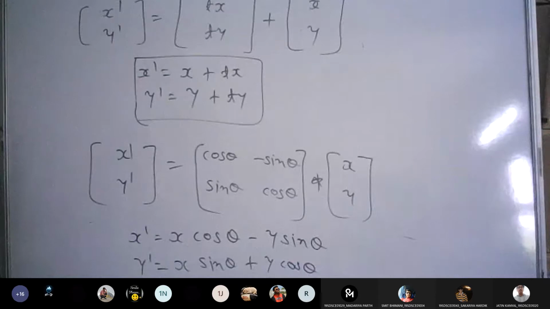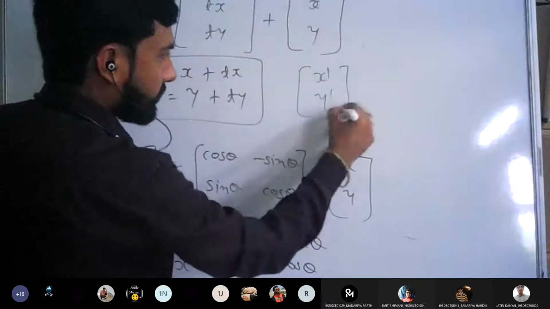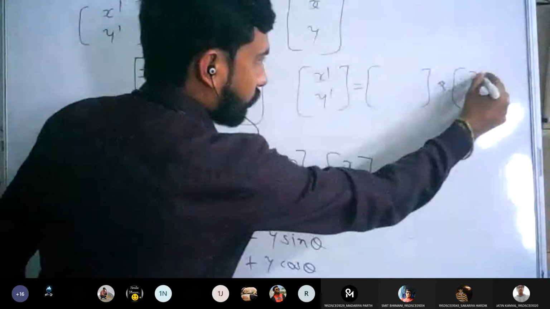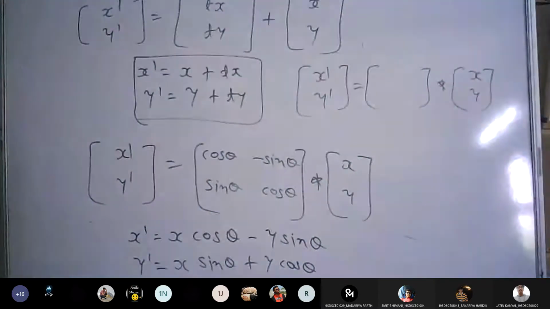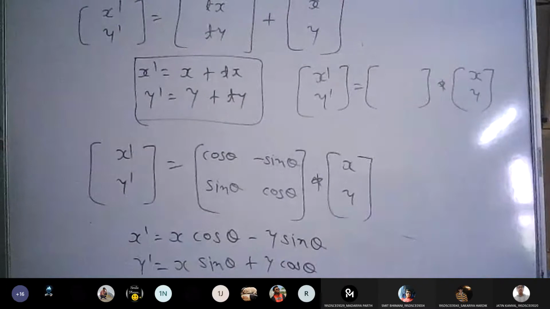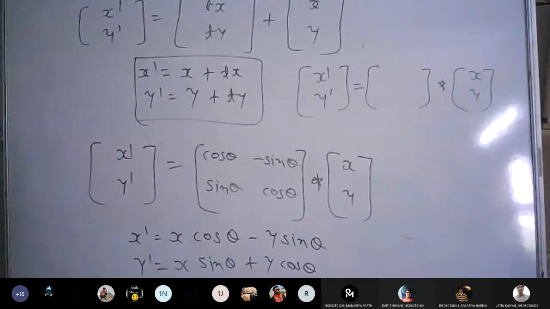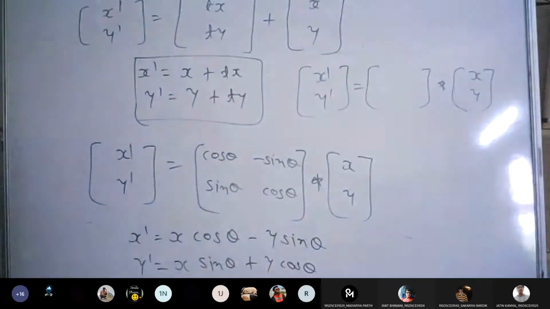Similarly for scaling also, if you remember, we have derived the equations and matrix form. So if I want to write the matrix form for scaling, then it can be written like this: x dash, y dash equal to something into x, y. Yes or no? So now based on the equations of scaling, we need to write something in the middle matrix. So what should I write here? Anyone?